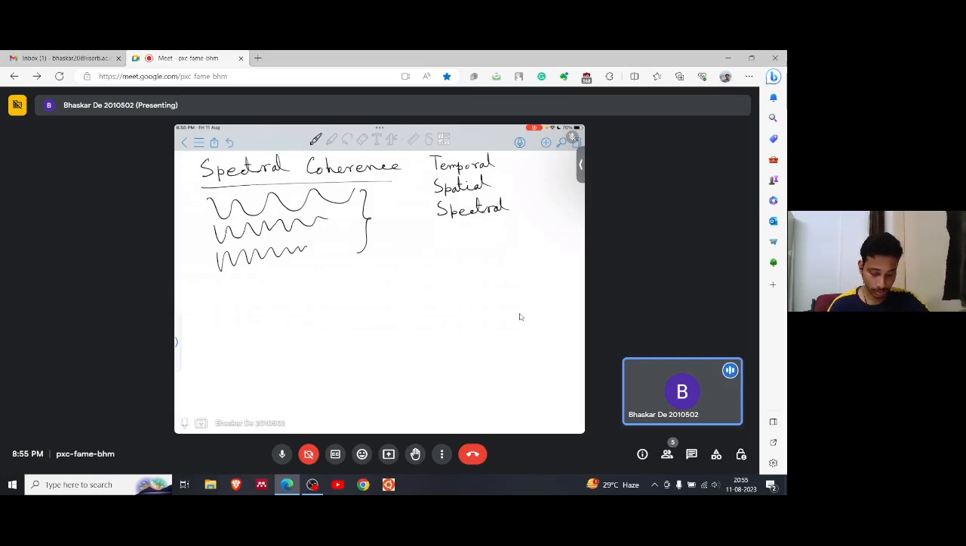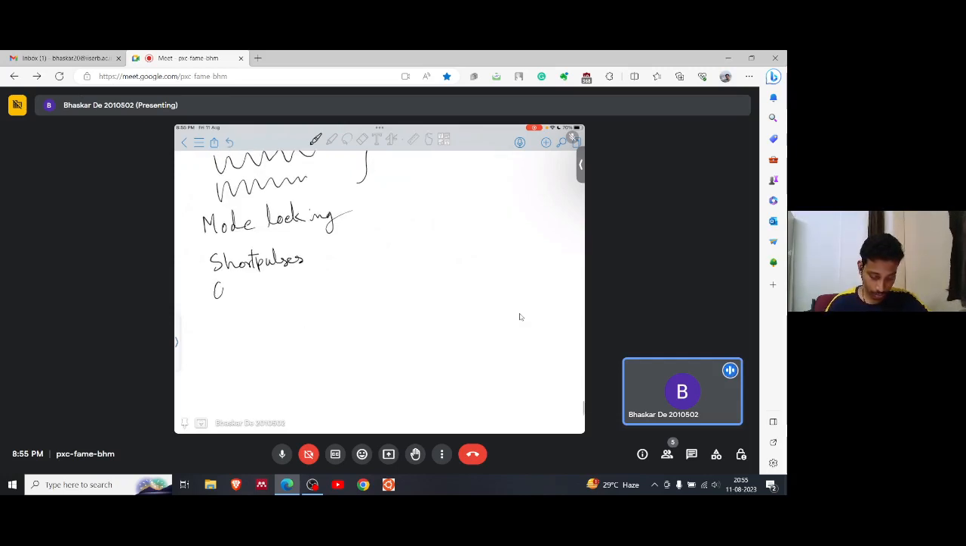This will come in the part when you will be reading mode locking. Mode locking is a topic that you will read when you read about how to generate short pulses. There are two methods, one is Q switching and another is mode locking.